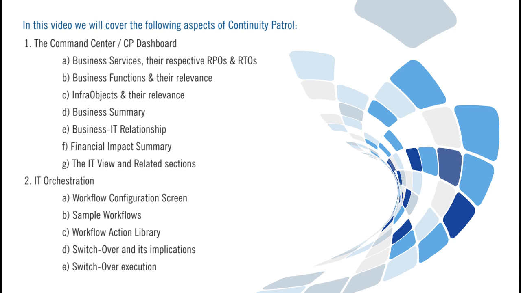A. Business services, their respective RPOs and RTOs. B. Business functions and their relevance. C. Infra objects and their relevance. D. Business summary. E. Business IT relationship. F. Financial impact summary. G. The IT view and related sections.